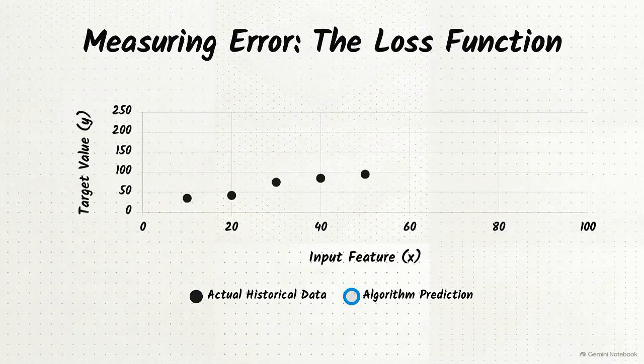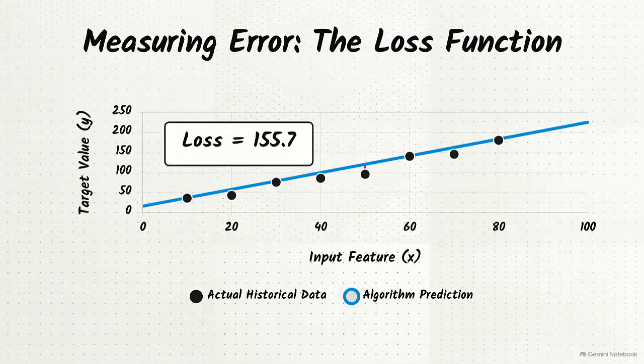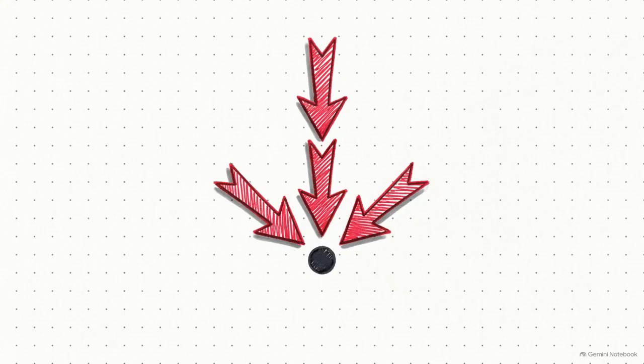It does this using a mathematical metric called a loss function, a single number that represents exactly how far off the algorithm's prediction is from the correct answer. The primary goal of the system is to drive that number down to zero.